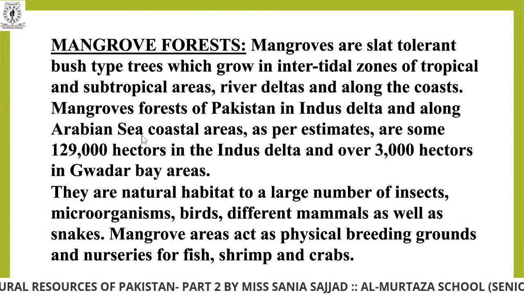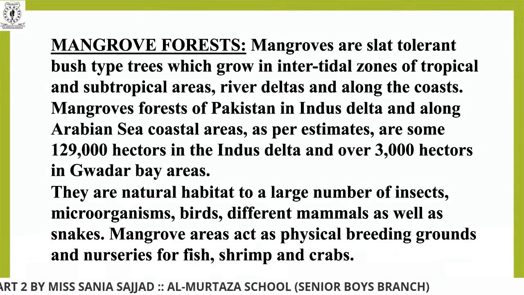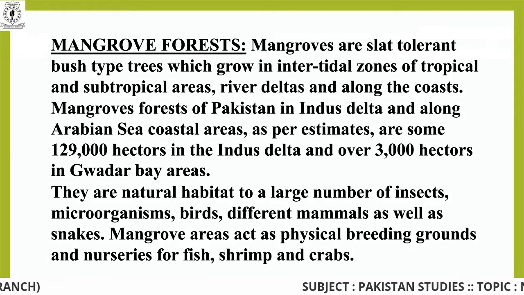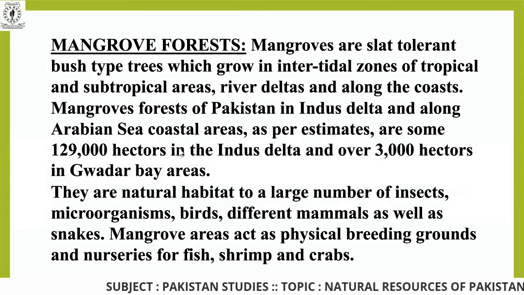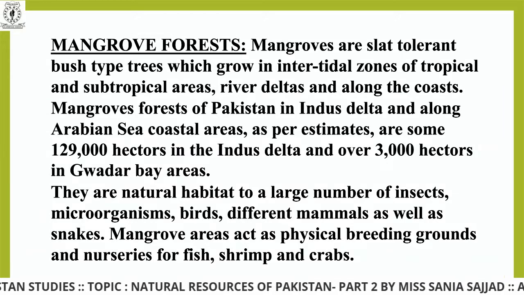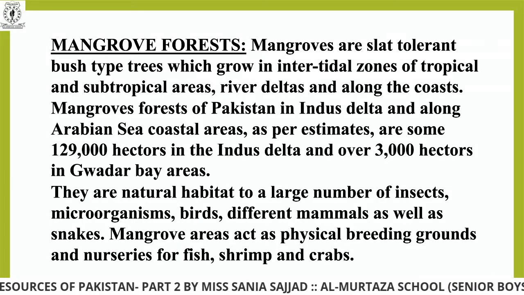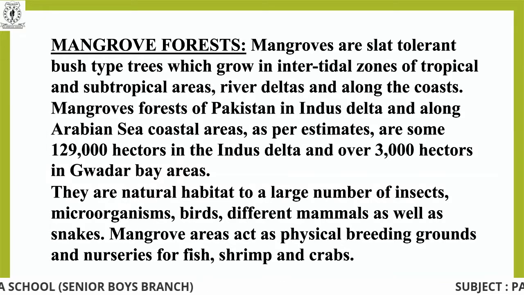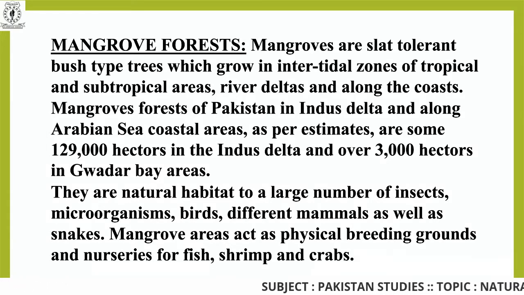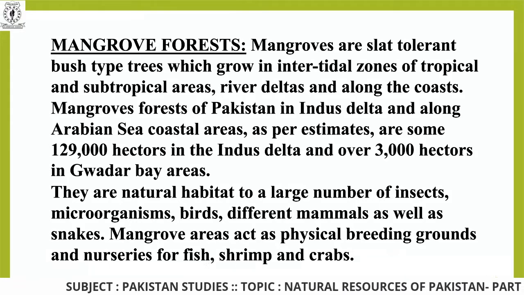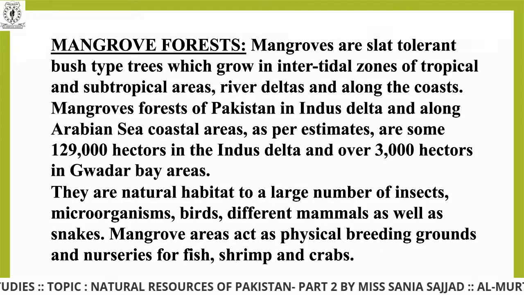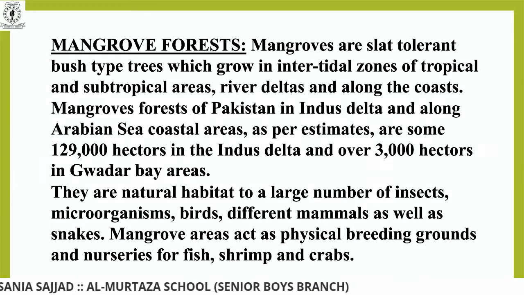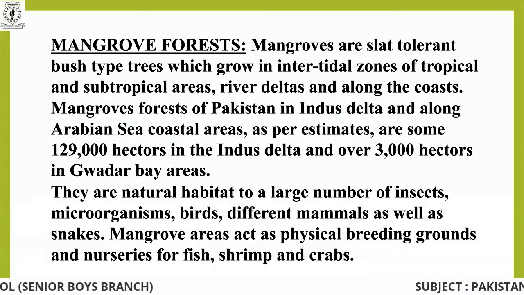So that is, salt tolerant bush type trees which grow in the intertidal zones of tropical and subtropical areas, river deltas along the coast. Mangrove forest of Pakistan is in Indus Delta and along Arabian Sea coastal areas. As per estimates, there are some 1,29,000 hectares in the Indus Delta and over 3,000 hectares in Gwadar Bay areas. So you can see how much these mangrove forests are spread all over, starting from Indus Delta and ending at Gwadar. Gwadar Bay is located in Balochistan.